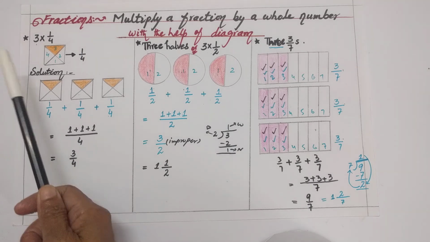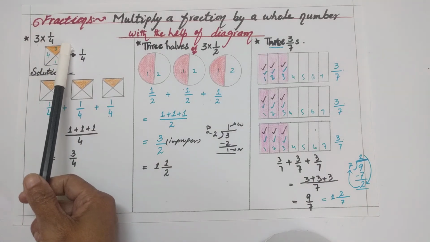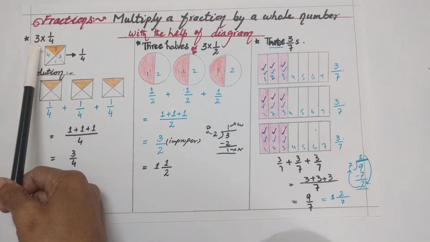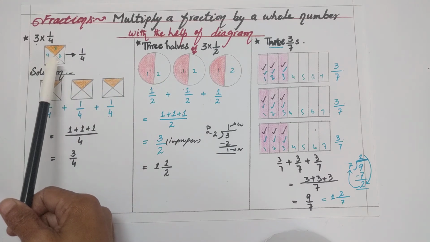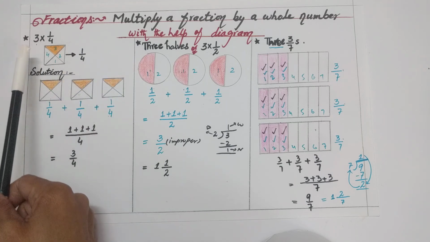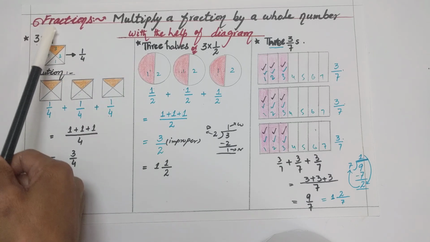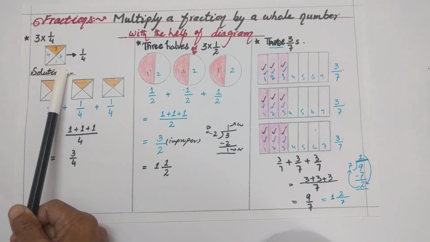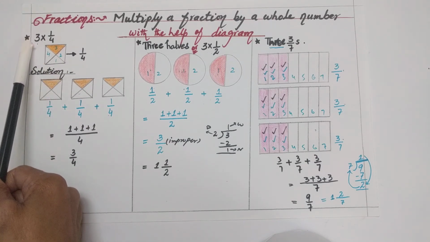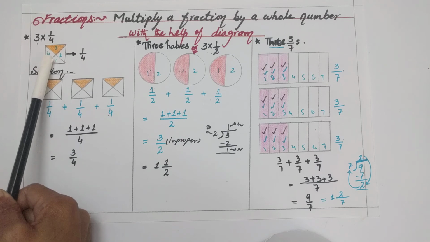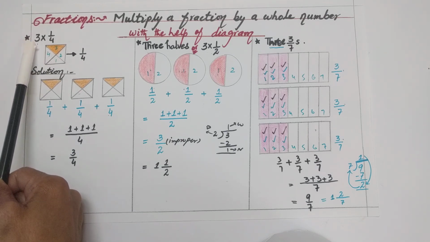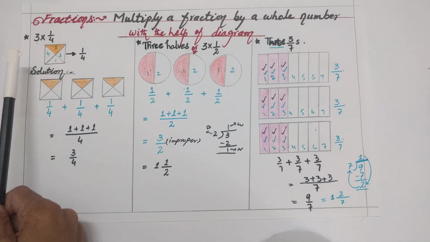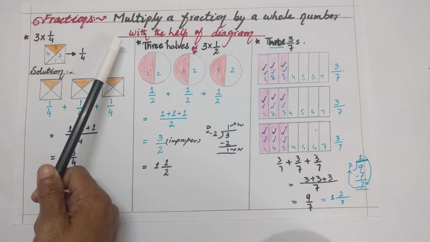You can use any other whole number with any other fraction, and you can use the diagram according to the given fraction. How can we use the diagram according to the fraction? You have to check the fractional part, and according to the fractional parts you will draw the diagram, and then to multiply it by a whole number you will repeat that diagram according to your given whole number.